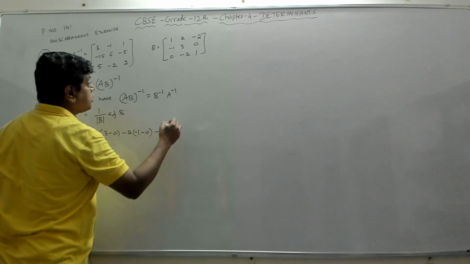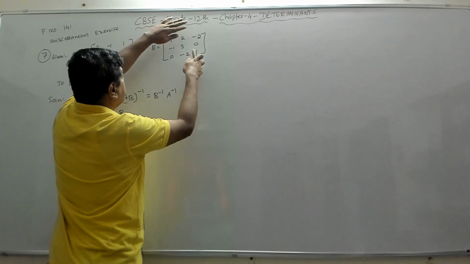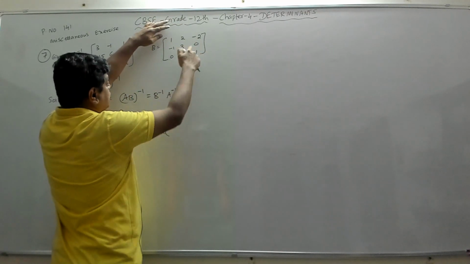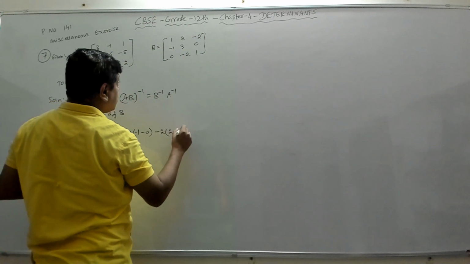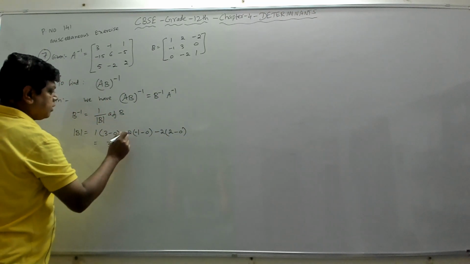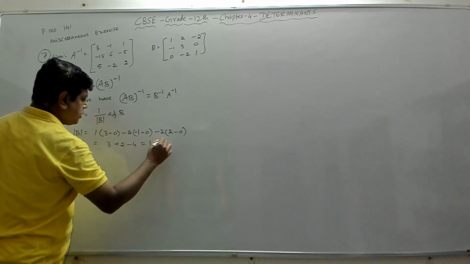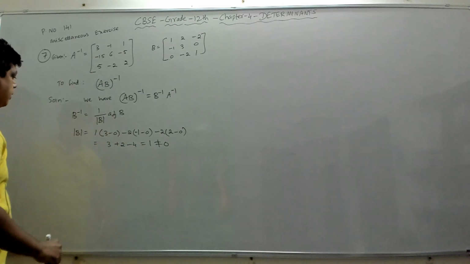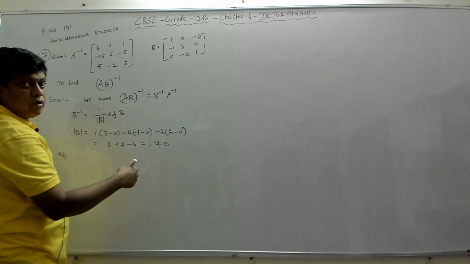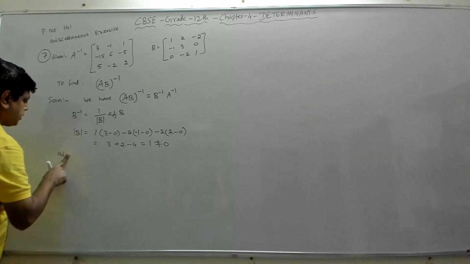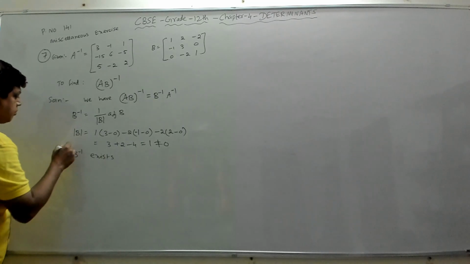Then minus 2 into, this is minus 2, its position is A13, 1 plus 3 is 4, so it is even, so I put plus. Minus 2, close this row and this column, minus 1 into minus 2 is 2, then 0 minus 3 is 0. So finally you get 3, minus 2 into 1 is minus 2, minus 4, which is equal to 1, which is not equal to 0. So the determinant of B is 1. The inverse exists only if the determinant of B is not equal to 0, so B inverse exists.